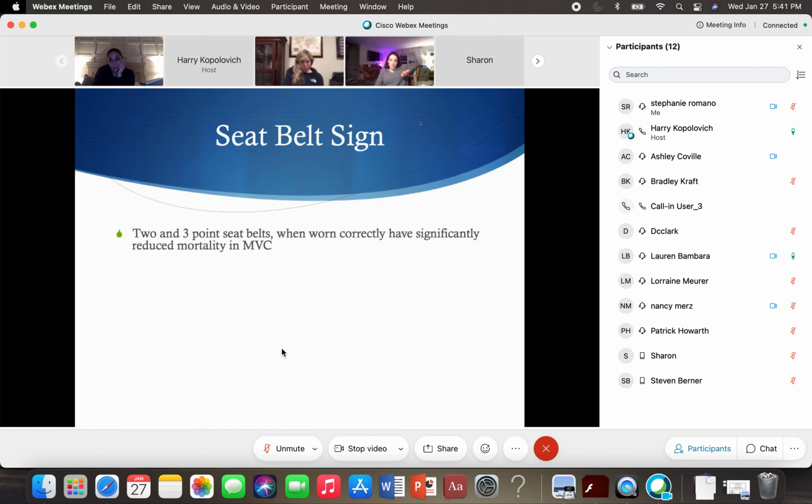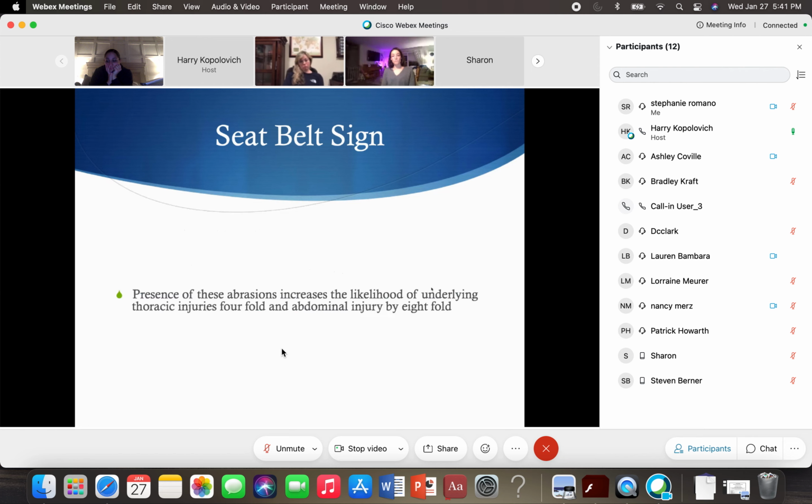So today's modern seatbelts, specifically the 3-point seatbelts, when worn correctly, have significantly reduced morbidity and mortality as a result of motor vehicle collisions. You don't see the seatbelt sign that often, right? It only occurs in about 20% of motor vehicle collisions. The presence of the seatbelt sign increases the likelihood of underlying thoracic injuries fourfold and abdominal injuries by eightfold. So the fact that you see it means that you should really drop your threshold in terms of what's going on with these patients and have a lot more liberal use of imaging.